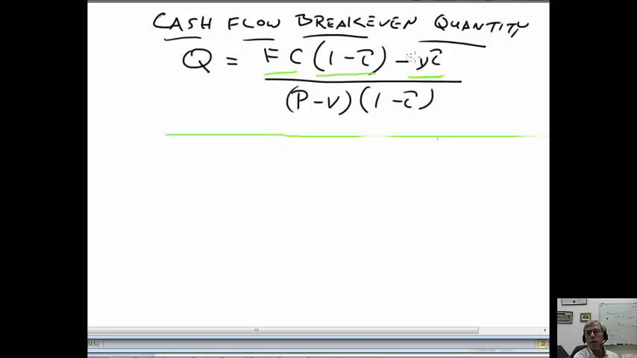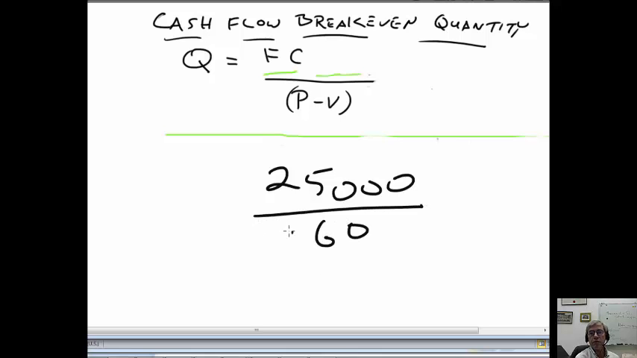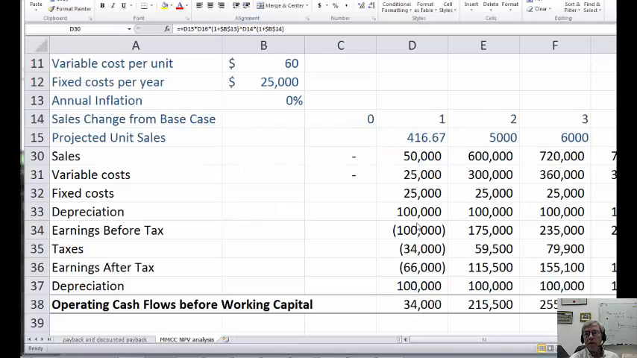The DT term drops away. No more depreciation tax shield to worry about. This just becomes 1, so we end up with fixed costs in the numerator, and the 1 minus t in the denominator drops away too. We're simply left with the quantity for cash flow break-even being just fixed costs divided by the contribution. So in our case, we have the fixed costs, which are equal to $25,000, and the contribution is equal to $60 per unit, and that gives us a total number of units of approximately 417 units.